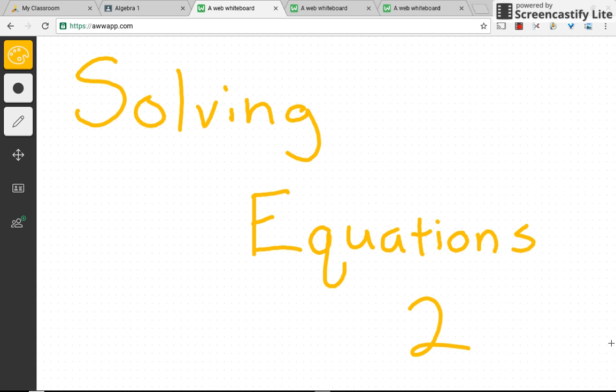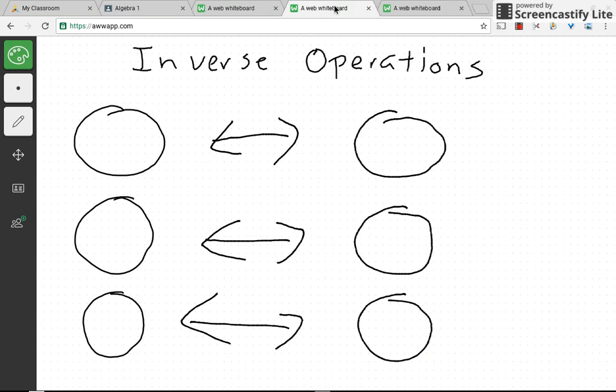All right, here is our second video to complete your solving equations notes on page 26 of your interactive notebook. Now, I gave you another page that says inverse operations, and so here we go. So for addition, I'm going to put the addition symbol and I'll write addition. The inverse operation of addition, if you haven't already guessed it, is subtraction.